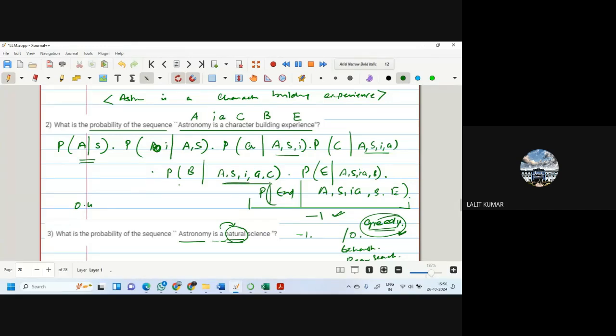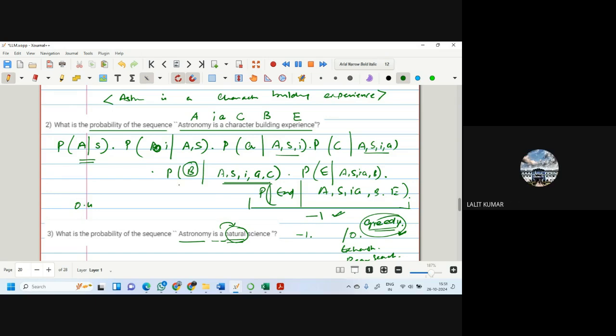That this much has happened, then what is the probability of this? Yes, so that is what I'm saying. We write -1 not because the probability of natural is not given, but because the probability of science given natural is not given.